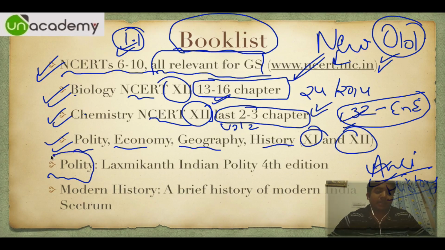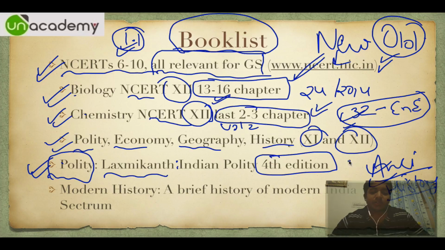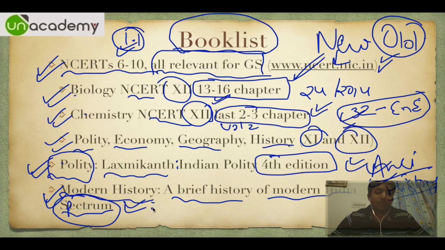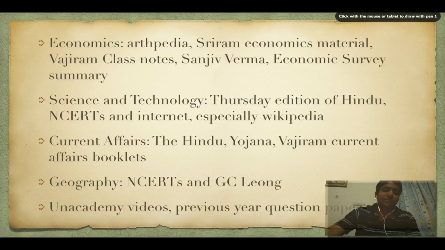Then for polity, the single most important book you'll ever need is Indian Polity by Lakshmikant. Read the 4th edition because the 3rd edition has some mistakes. Then do read modern history: A Brief History of Modern India by Spectrum Publications. This is the book we should all be referring to. No need to read any other book for modern India. Just this, along with NCERTs, your Hindu newspaper and all the class tests you will be giving, will suffice. So now, economics.